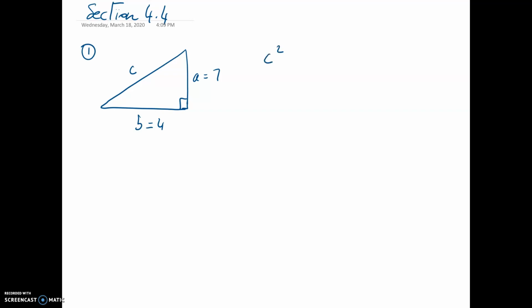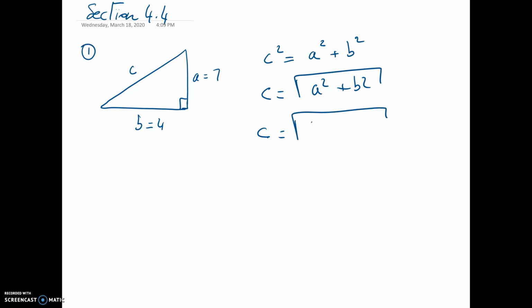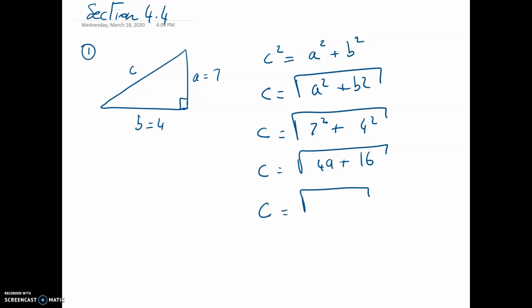The Pythagorean theorem says that the square of the hypotenuse is equal to the sum of the squares of the two shorter legs, so it's going to be a squared plus b squared. So c is going to be equal to the square root of a squared plus b squared. In that case, c is the square root of 7 squared plus 4 squared. So c equals the square root of 49 plus 16, and so we got c equals the square root of 65.